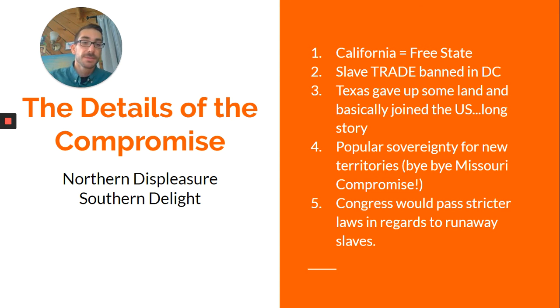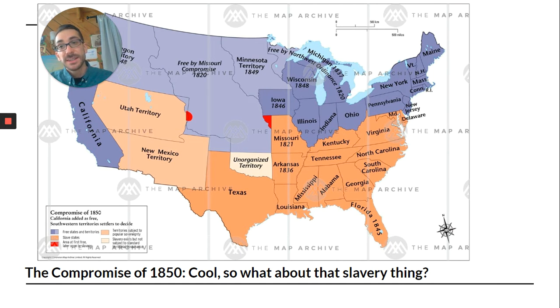So, popular sovereignty was now for the new territories, which essentially meant bye-bye Missouri Compromise. Popular sovereignty is when a group of people can vote on what's going to happen with that particular state. So popular sovereignty at this time was when the people of the territory, take Utah territory right here, they would vote to decide if they were going to be a slave state, a state that allows slavery, or a free state, okay? And the same thing with the New Mexico territory.